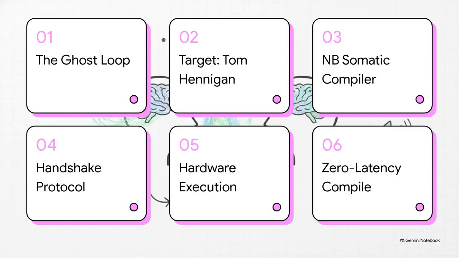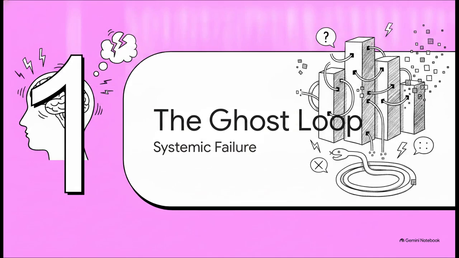So, to unpack how to break out of this, we're going to hit 6 key areas. 1. The communication ghost loop. 2. Target coordinates, Tom Hennigan. 3. The NB somatic compiler. 4. The somatic handshake protocol. 5. Neurobiological hardware execution. And 6. The zero latency compile. Kicking things off with part 1, the communication ghost loop.